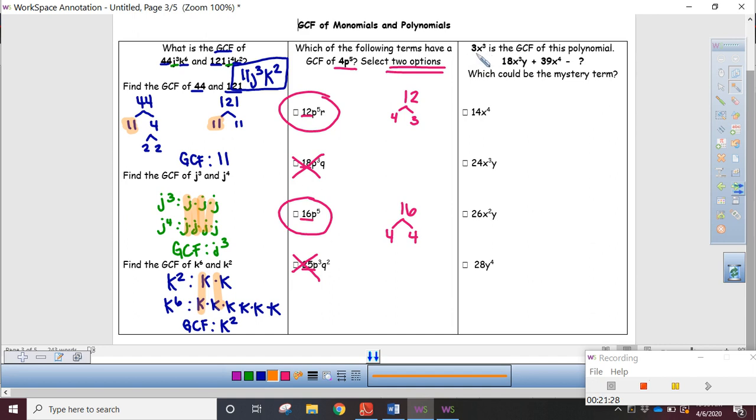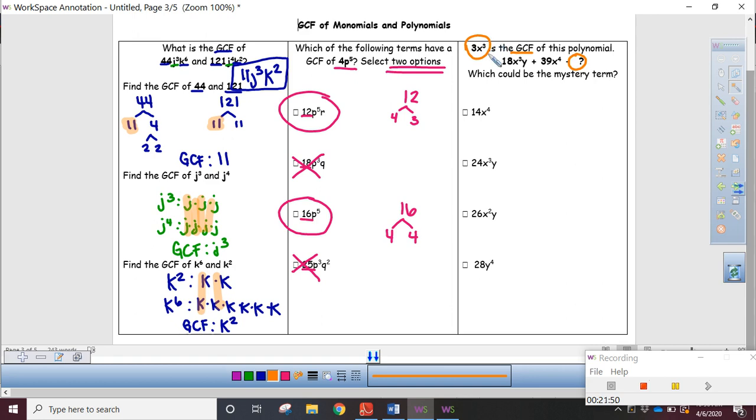This example here says 3x to the power of 3 is the GCF of this polynomial, which could be the mystery term. And so you take a look here at this example. It's missing this last term right here. And so that's what it's asking you to find. It's asking which one of these answer choices could we place there that would have a GCF of 3x to the 3.